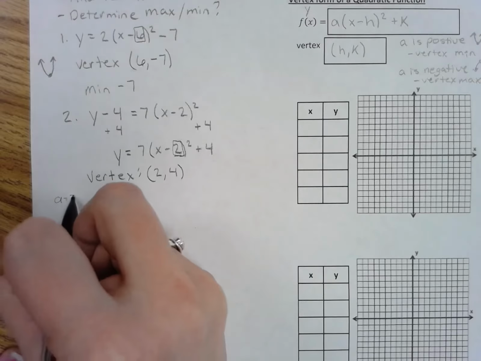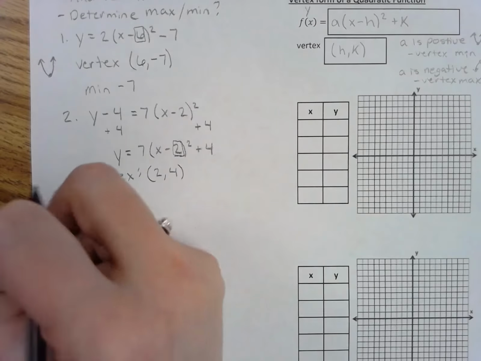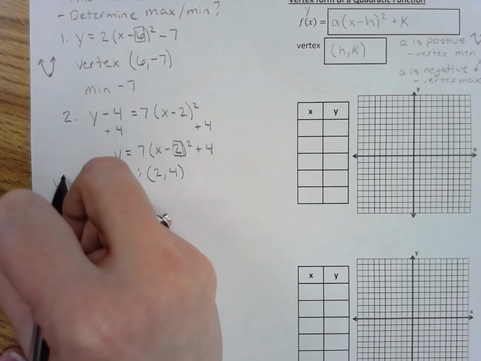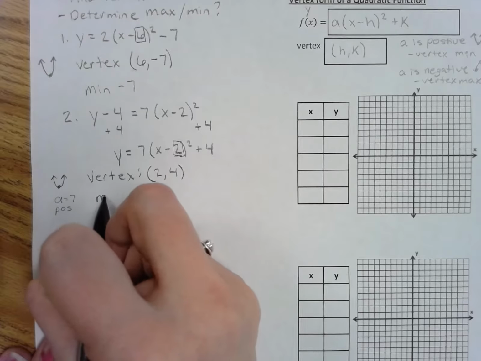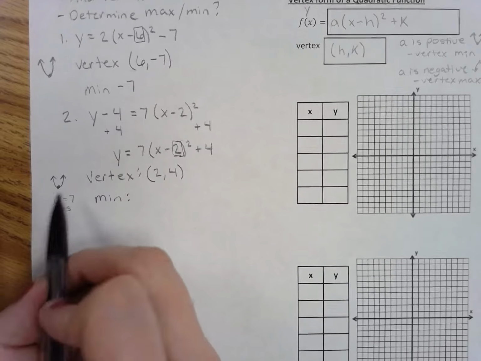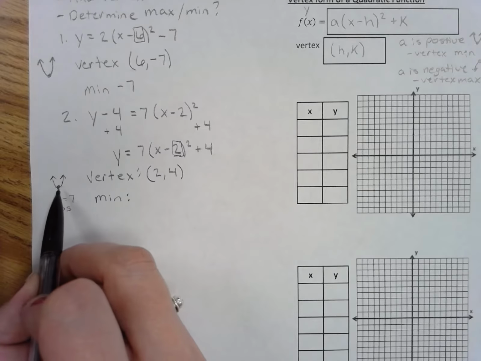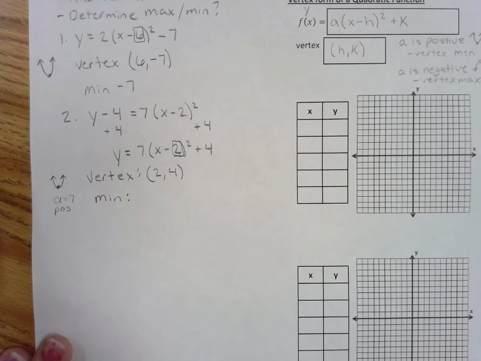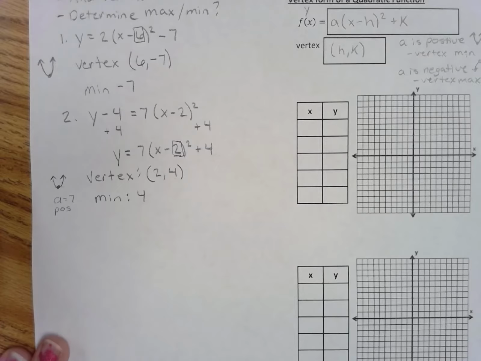So a equals 7. That is a positive number. So because that's a positive number, that means my graph is going to open up, and that would make my vertex a minimum. The value of that vertex, the minimum value, the lowest this graph goes, would be 4, that y value of the vertex.